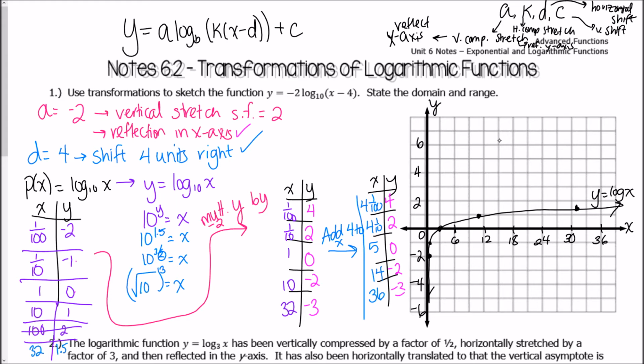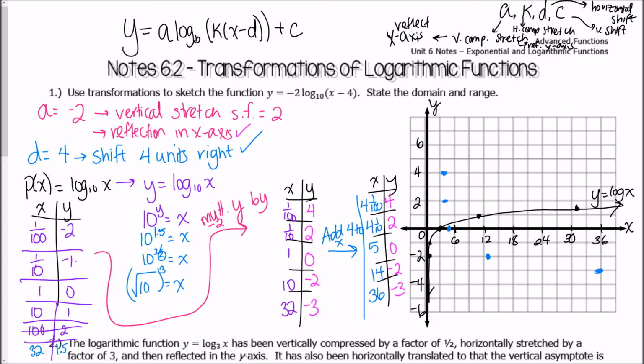So our new function, the first point that we have here is at 4 and 1/100th. So I'm going to go to 4 and then a tiny bit more, and then I'm going to go to 4 up here. Okay. Then I've got 4 and 1/10, 2. Okay, not really much space between those two. Then I've got my x-intercept at 5. Then I've got 14, -2. And then lastly, I've got 36, -3.